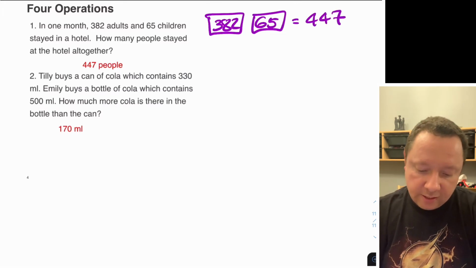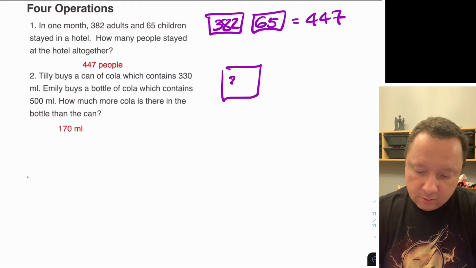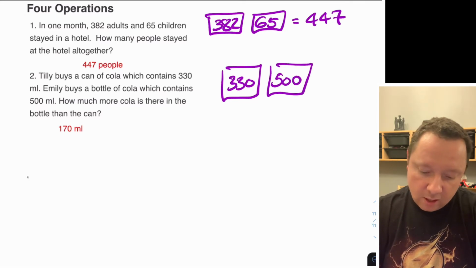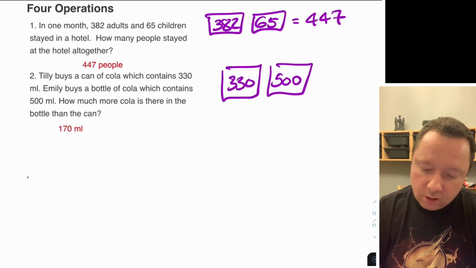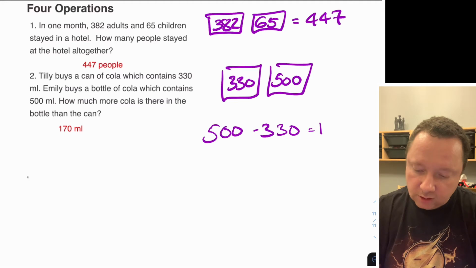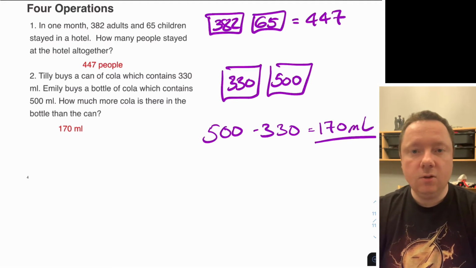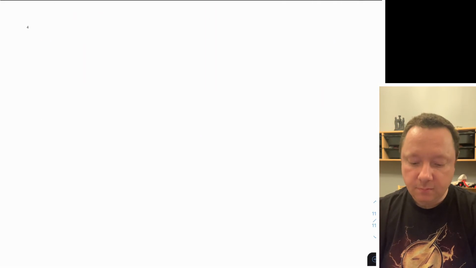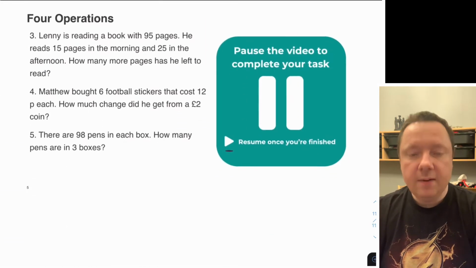Second question says Tilly buys a can of cola which contains 330 millilitres. Emily buys a can of cola that contains 500 millilitres. How much more cola is there in the bottle than the can? How much more cola? So I've got 500 minus 330, which is 170 millilitres. Okay, let's look at a few more examples for you to try.